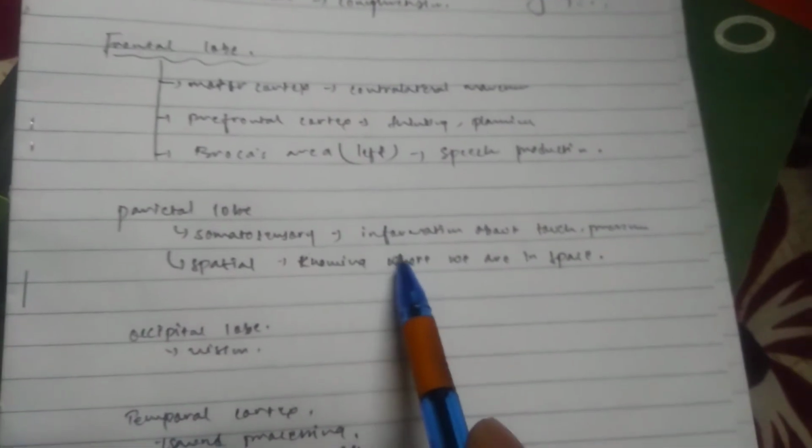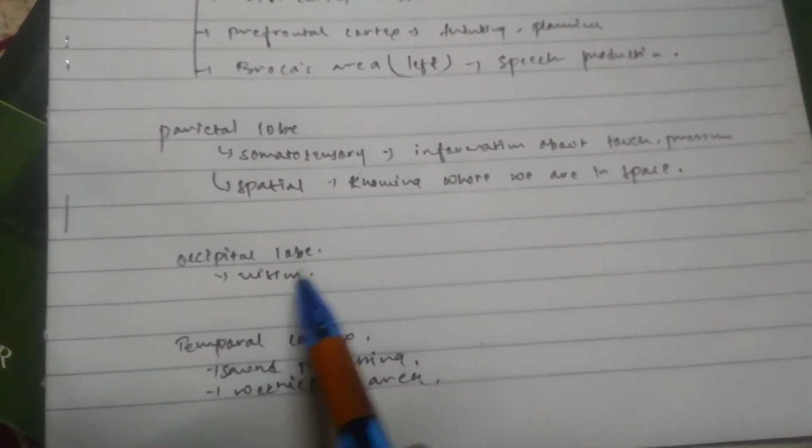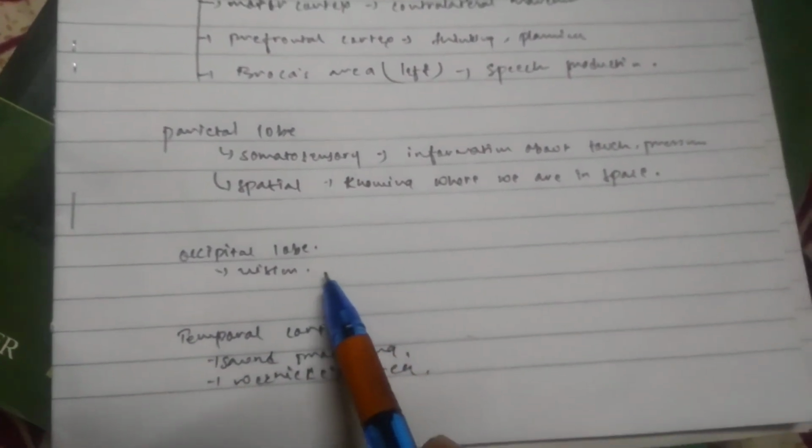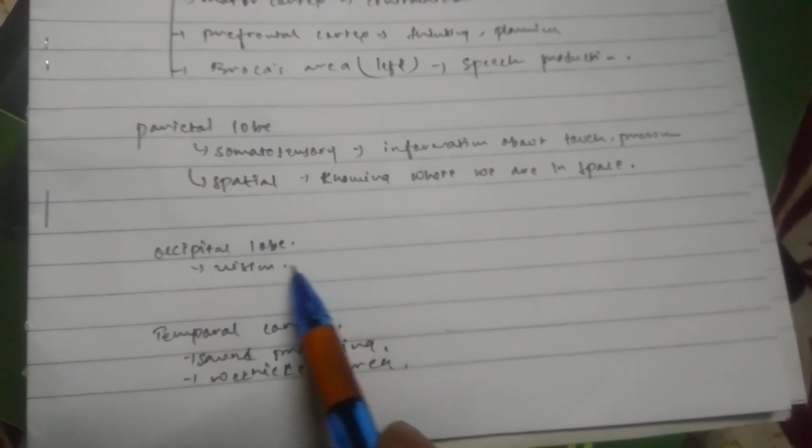This is spatial information. Occipital lobe. Occipital lobe is all about vision processing. The information of the images from the optic nerve is processed in the occipital lobe.